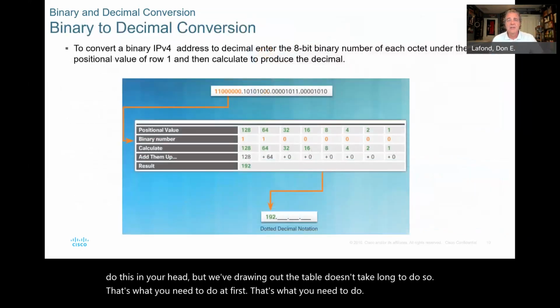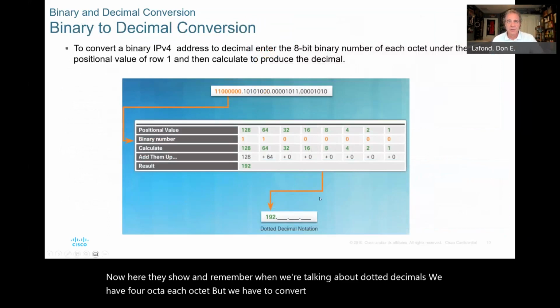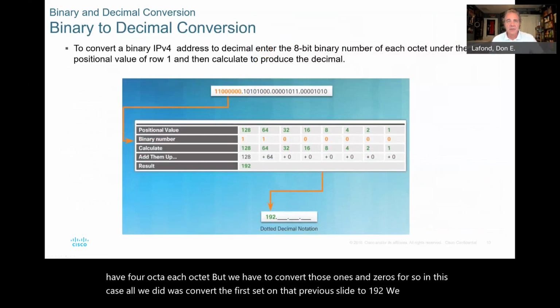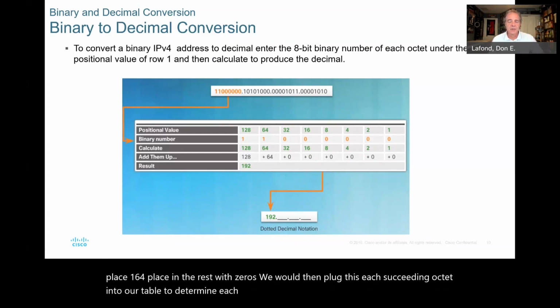Now, here they show, and remember when we're talking about dotted decimals, we have 4 octets. Each octet, we have to convert those ones and zeros for. So in this case, all we did was convert the first set on that previous slide to 192. We had a 128 place, a 64 place, and the rest were zeros. We would then plug each succeeding octet into our table to determine each succeeding dotted decimal notation number.